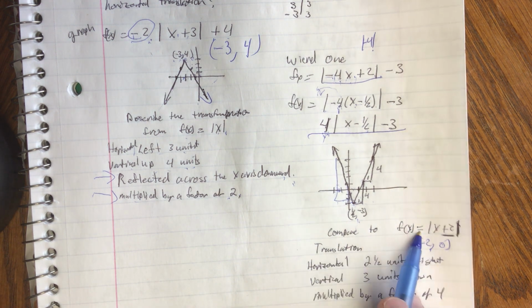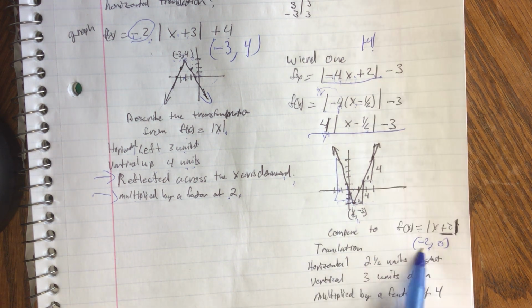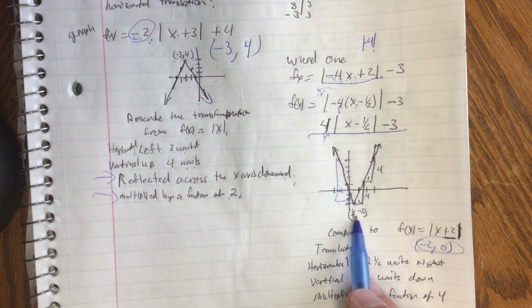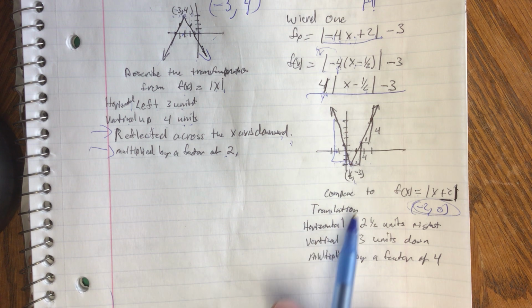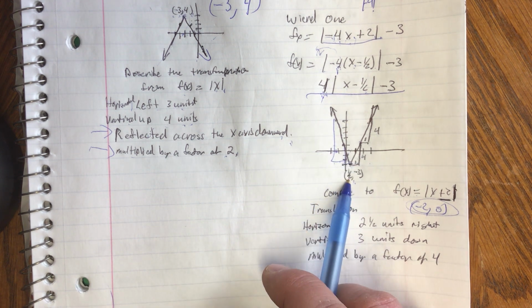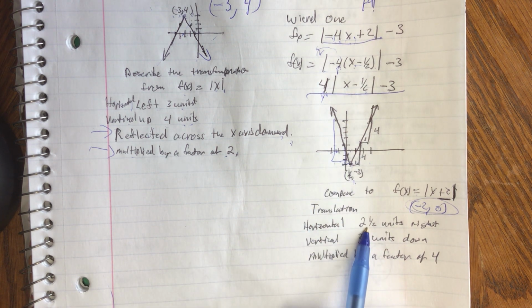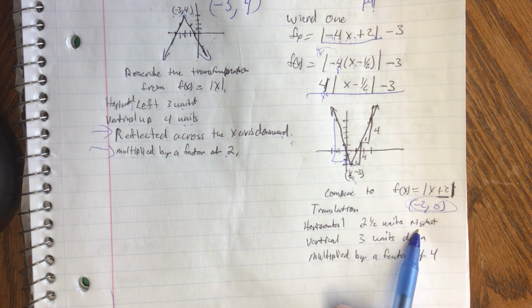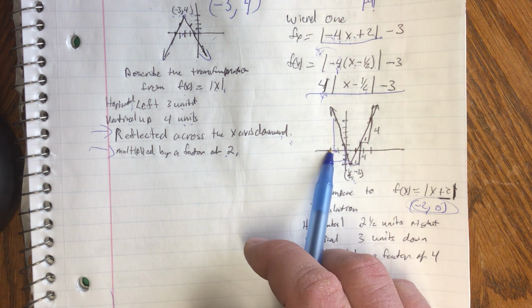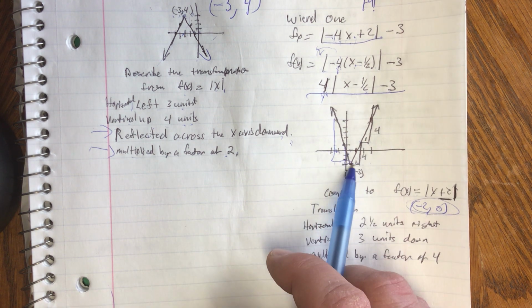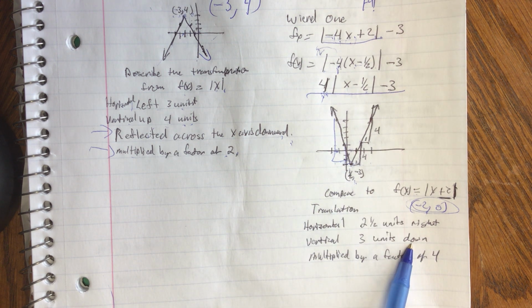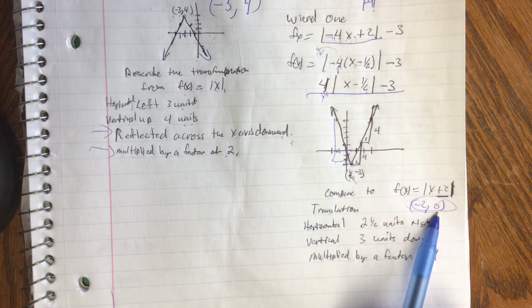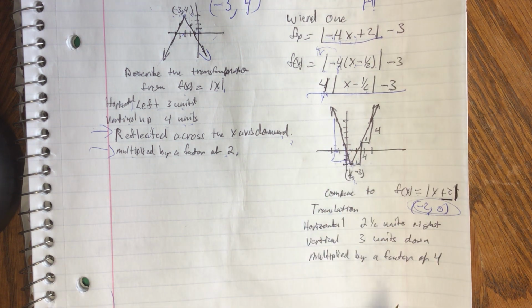So when it asks me to compare to this, I think about the translation from that vertex point to this vertex point. So horizontally, how far do I move from -2 over to +1/2? I've moved 2.5 units right. If you think about that, here's -2, I move 2.5 units, that puts me at the half. And then I want to move vertically 3 units down. I went from 0, I went straight down 3.